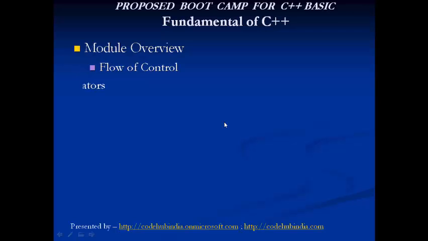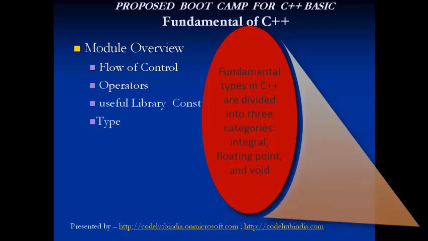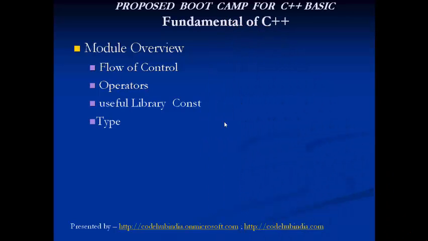Fundamental types in C++ are divided into 3 categories: integral, floating point, and void. Integral types are capable of handling whole numbers. Floating point types are capable of specifying values that may have fractional parts. The void type describes an empty set of values. No variable of type void can be specified. It is used primarily to declare functions that return no values or to declare generic pointers to untyped or arbitrarily typed data. Details will be explained in bootcamp.